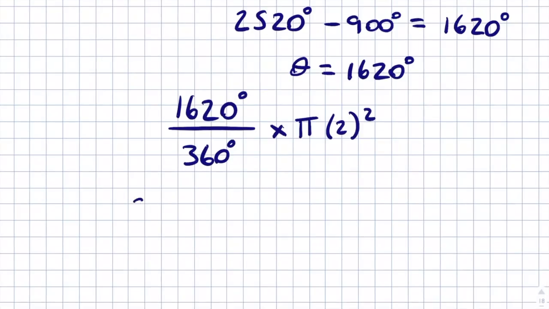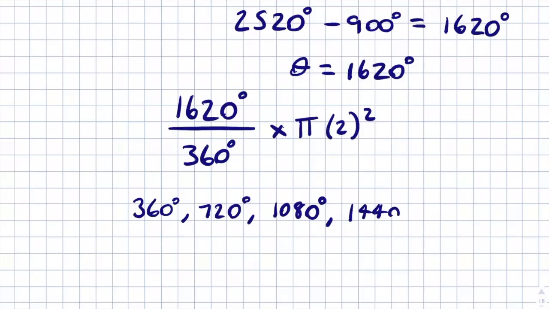Well, let's think of the 360 times table. So we're going to have 360 times 1, 360, 360 times 2 is 720, 360 times 3 is going to be 1,080, 360 times 4, 1,440. 360 times 5 is going to be 1,800. Okay, so 1,620 is somewhere between 1,440 and 1,800. Now let's check whether it's exactly halfway. I think that's the best test to do first.